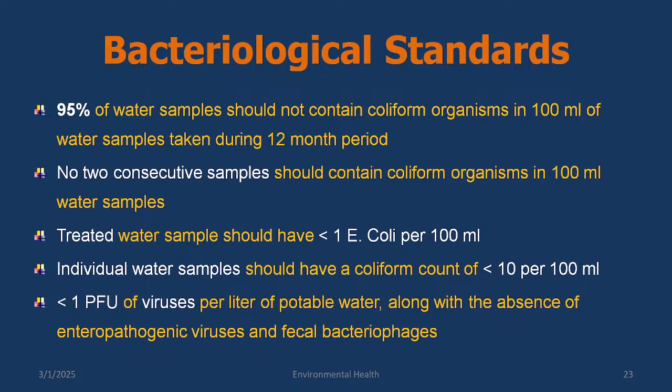Then the treated water sample: there is a bit of difference between treated at a larger level and treated at a smaller or household level. Treated water means the water which is coming from the main source. That water should have less than 1 E. coli. That was for the entire year. This is for a spot, single sample. And for an individual sample, it can be less than 10, a bit more lenient. And for viruses, less than 1 PFU should be there, and there should be absence of really pathogenic viruses like enteropathogens or fecal bacterial phages. They can be tested, so that is another standard.